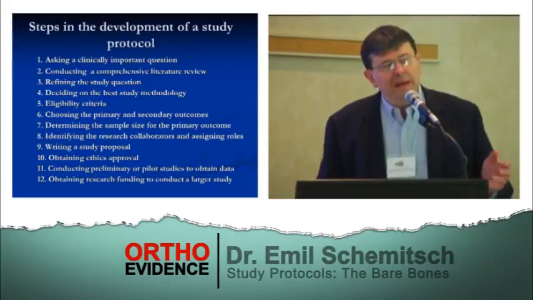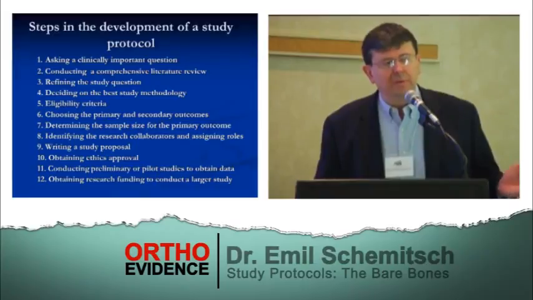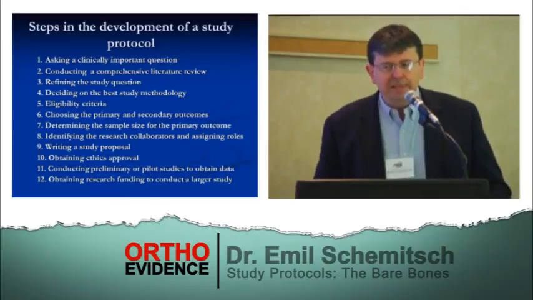You then, based on that question, you want to decide on the study methodology. So, if it's a prognosis thing, maybe you want to do a prospective cohort study. If you're trying to decide between two treatment options, maybe you're going to do a randomized controlled trial. You're going to determine the eligibility criteria. You're going to choose your outcomes, primary and secondary. You're going to then determine your sample size for the primary outcome.